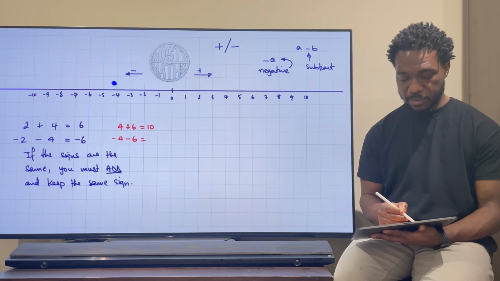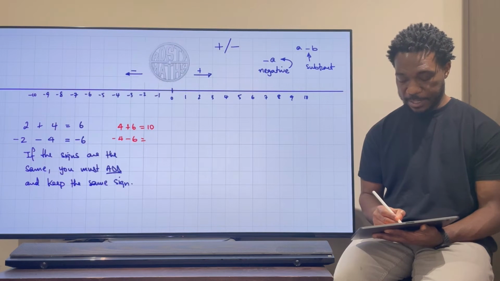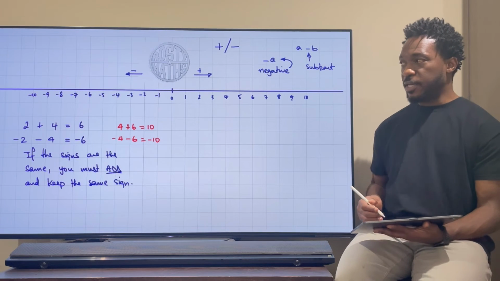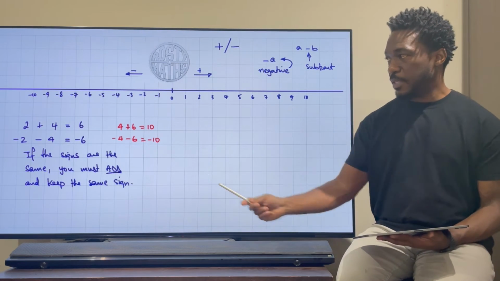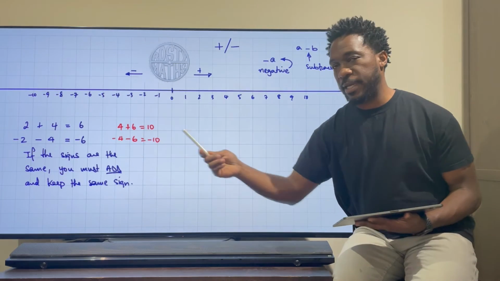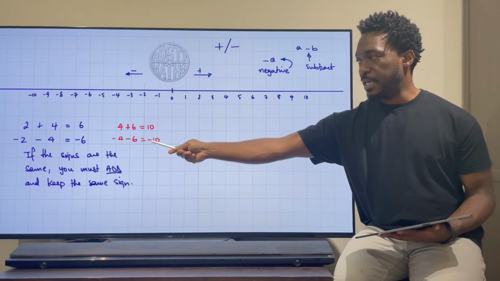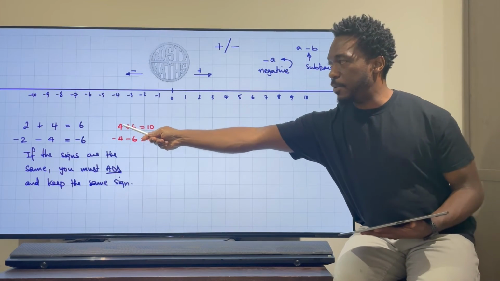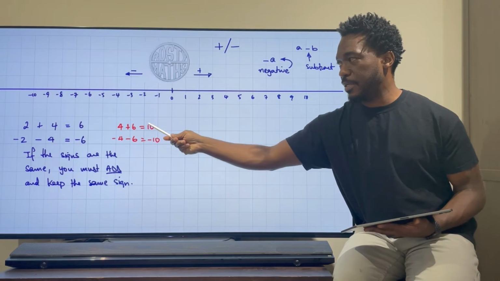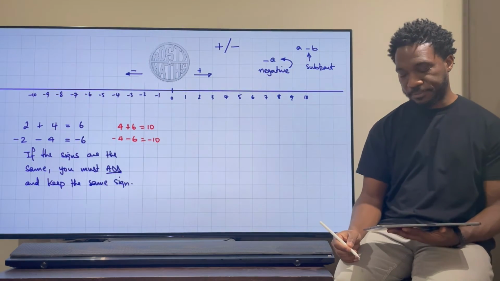Take 6 away. 1, 2, 3, 4, 5, 6. The answer here is going to be negative 10. So again, we can see that once the signs are the same, add and keep that sign. They're both positive, add them and keep the positive 10.